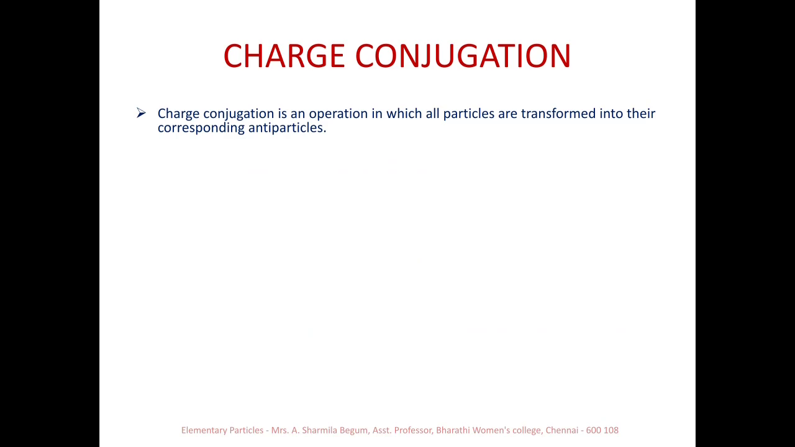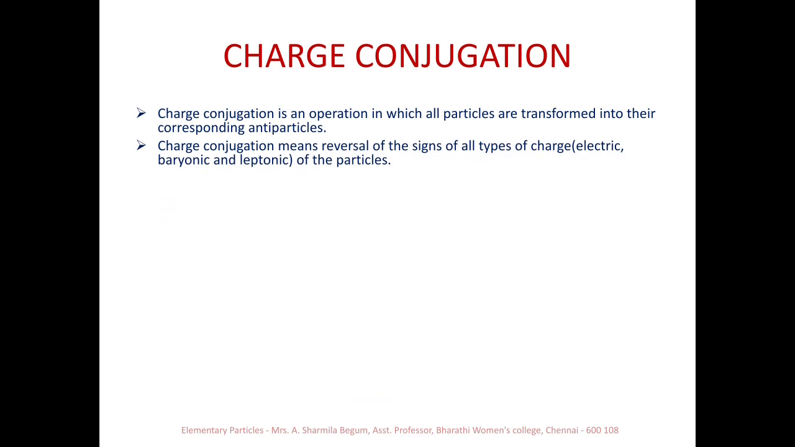Now let's talk about charge conjugation. Charge conjugation is an operation in which all particles are transformed into their corresponding antiparticles. We know what particles are, and each particle has an antiparticle. Under this charge conjugation operation, all the particles are transformed into their respective antiparticles. Charge conjugation means reversal of the signs of all types of charges of the particle. Charges include electric charges, baryonic charges, and leptonic charges.